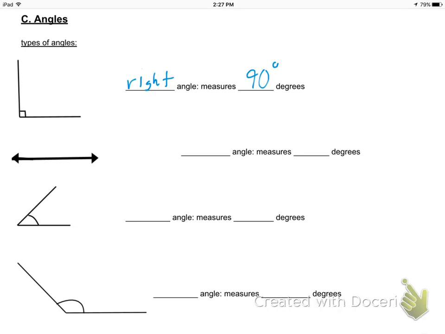Next one. It's a line. But it says angle there. What kind of angle would that be? Straight one. It's a straight one. Is that what it's called? Yes. Is it I after the A? I think so. Straight angle. How many degrees are in a straight angle? 180.